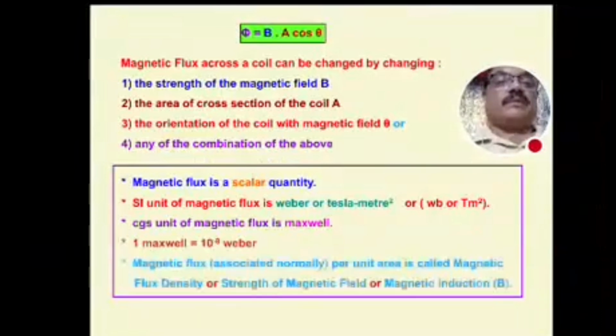Magnetic flux associated per unit area is called magnetic flux density, or strength of magnetic field, or magnetic induction. So you need to remember all the different technical words used for flux. I repeat: magnetic flux density, strength of magnetic field, magnetic induction.